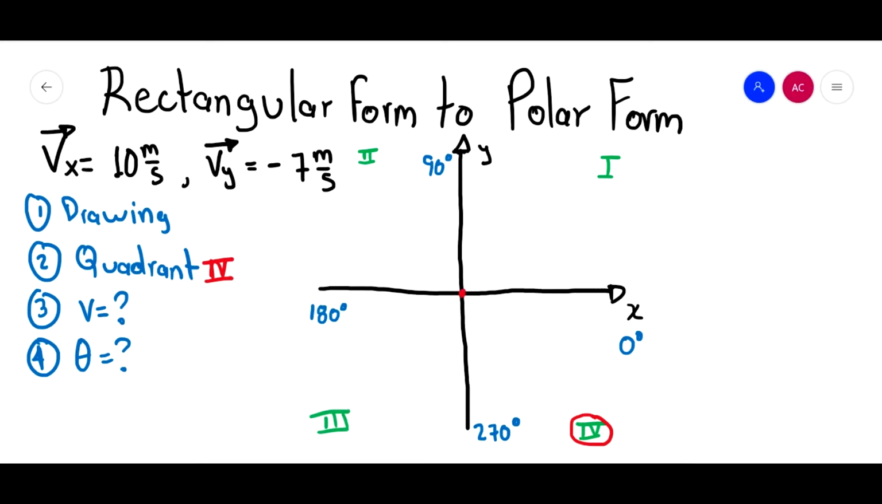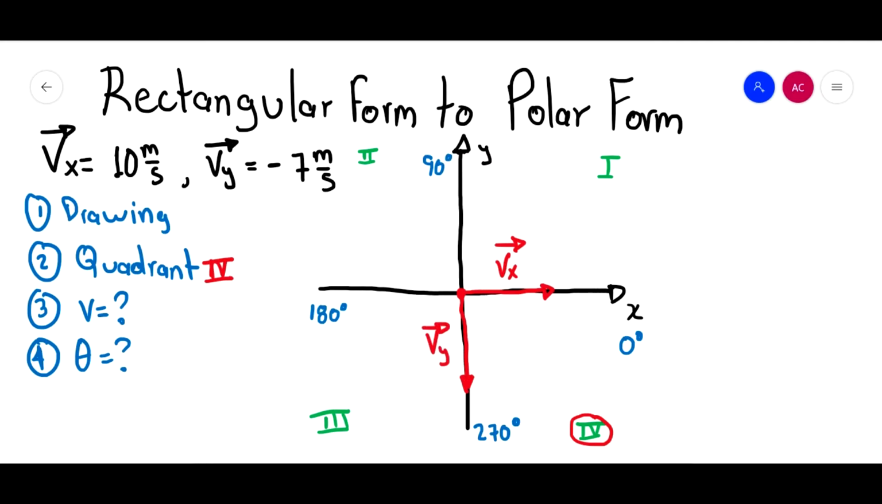Next, let's draw the components. Remember that the components are drawn from the origin of the Cartesian plane. So bx goes to the right. This is bx. And by goes down because by is negative. This is by.